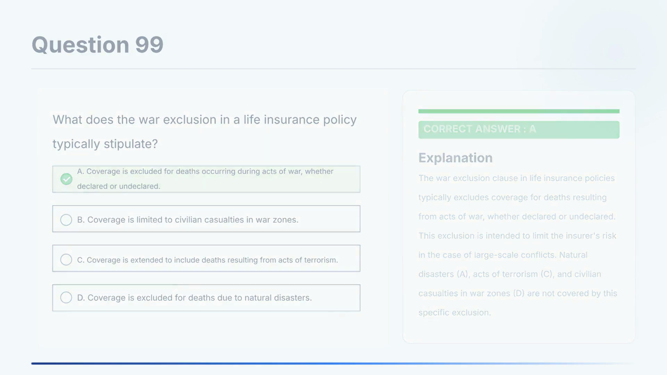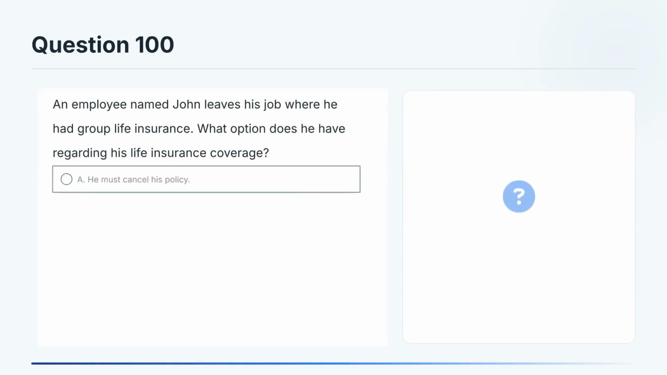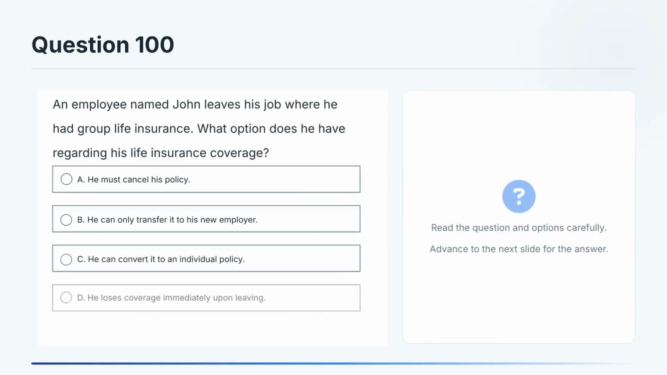And here we are, our final question of the day. Question 100. An employee named John leaves his job where he had group life insurance. What option does he have regarding his life insurance coverage? A. He must cancel his policy. B. He can only transfer it to his new employer. C. He can convert it to an individual policy. D. He loses coverage immediately upon leaving.